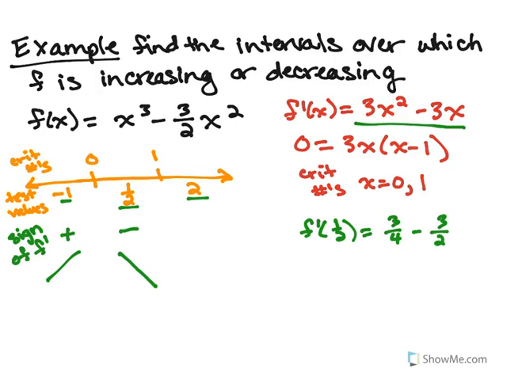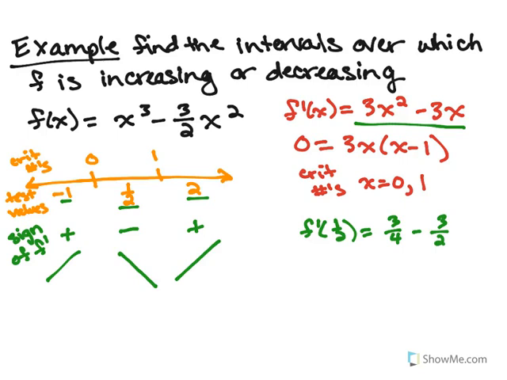And if I plug in a 2, well, 2 squared is 4. 4 times 3 is 12. Minus 3 times 2, so 12 minus 6 is positive 6. So we get a positive at 2. So we're increasing again.